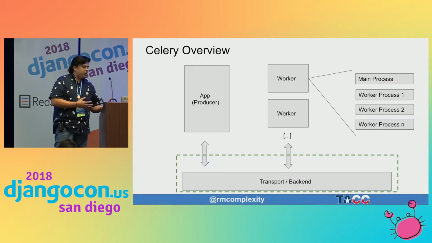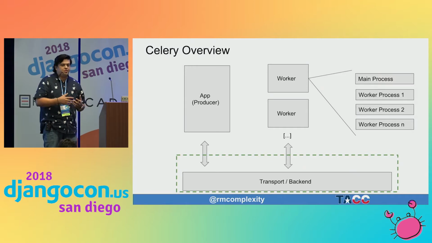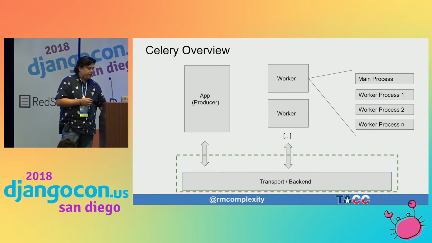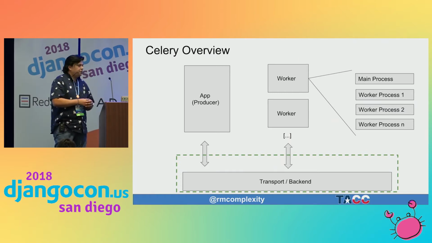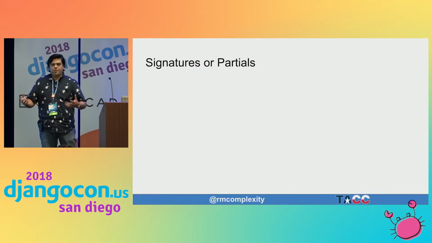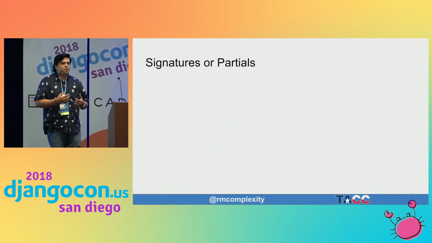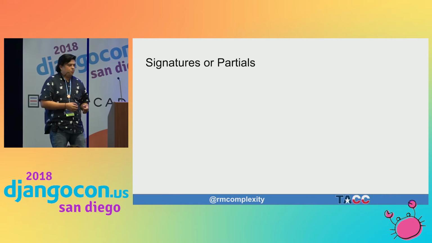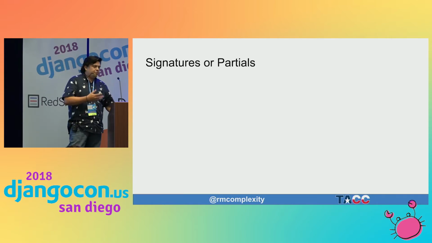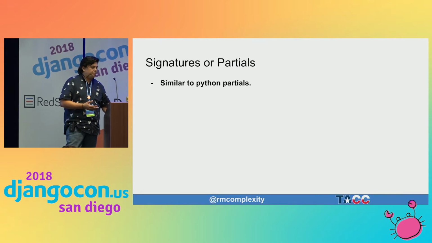So how can we start building these different workflows with Celery? We have talked about how Celery basically just runs code on remote machines, right? On distributed machines, if you can call it that. Everything in Celery starts with what we call signatures. Signatures are very related to Python partials. They're implemented in a different way, but the idea is basically the same.